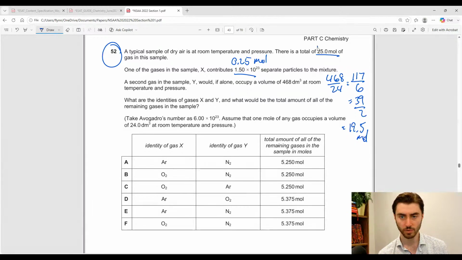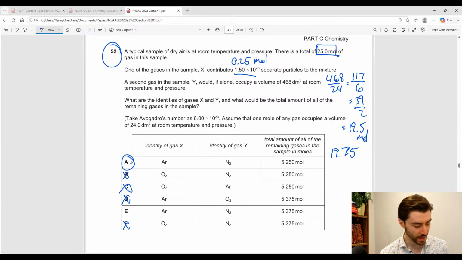Dry air. There's a total of 25 moles. Y has to be nitrogen. This is 1%. That looks like it's going to be argon. X has to be argon. Total amount of all the remaining gases. So there's 19.75 accounted for. So it's 7.25 left. I'm going to go with A. I'm going to lock that in.